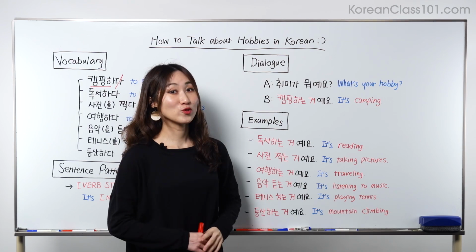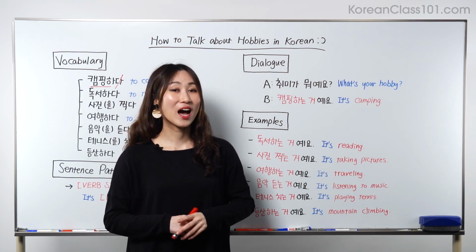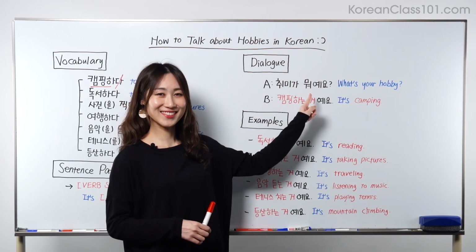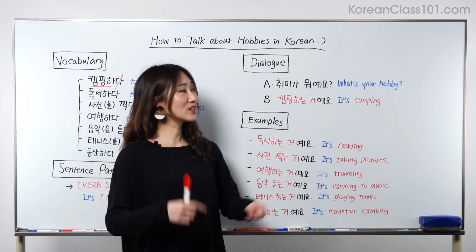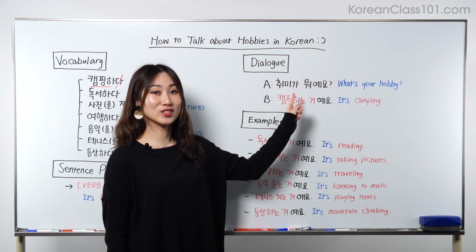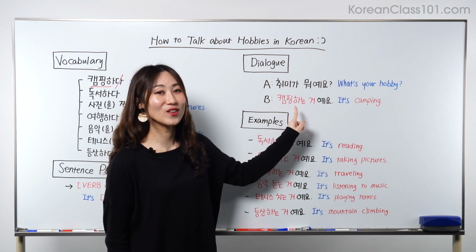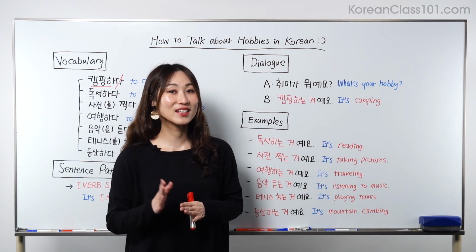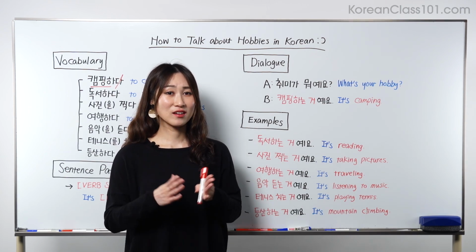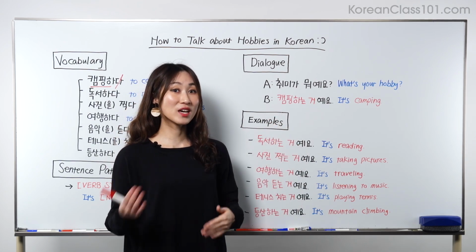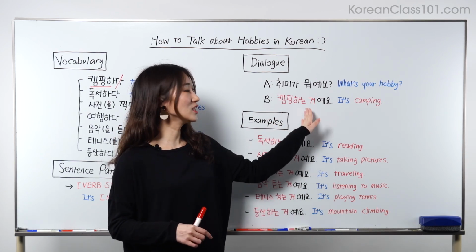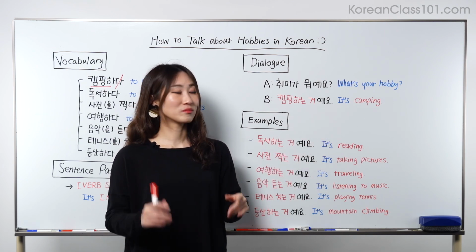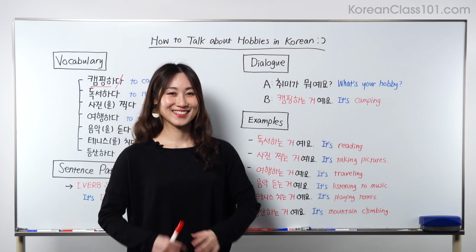취미가 뭐예요? It means what's your hobby? 취미 means hobby. 뭐예요 means what is. So hobby, what is? And here the particle 가 is also used. Next, 캠핑하는 거, which we just learned in the sentence pattern, right? 캠핑하는 거 is from the verb 캠핑하다, and then 는 거 makes camping into the noun form. 거예요 means it is.